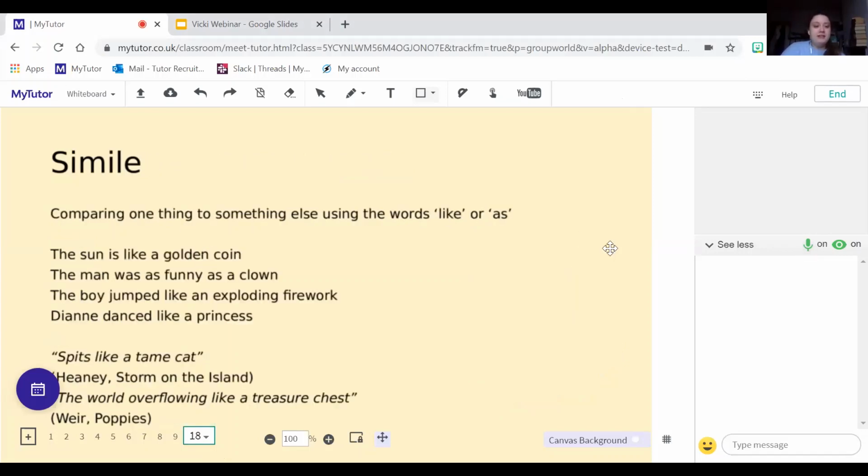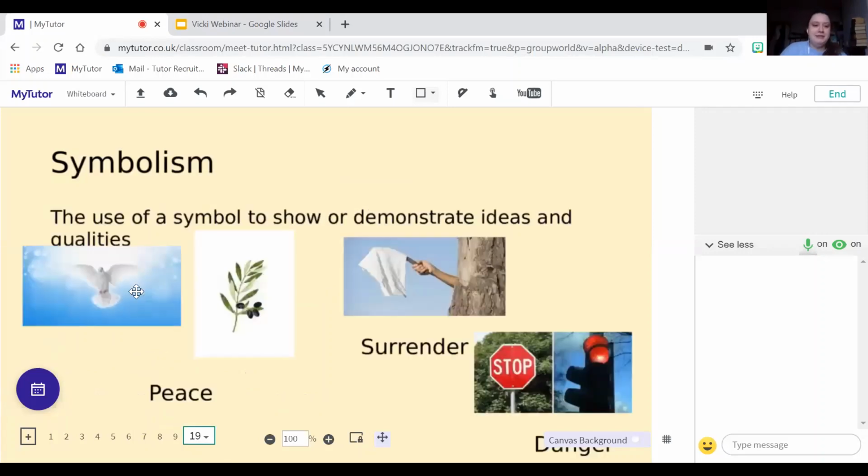Okay, so similes again then. So this is where we use like and as to compare one thing to something else. So I picked out Spits like a tame cat from Storm on the Island, which is a lovely one, and The World Overflowing like a treasure chest from Poppies. Those are both using like. We can also use as, so the man was as funny as a clown. That's the only as one I've got there. I've got loads of likes. But you see the point, and I'm sure you're all familiar with similes.